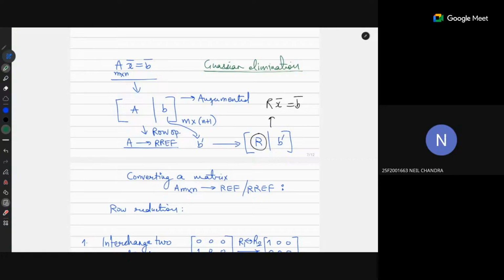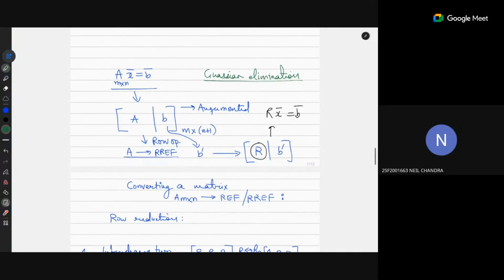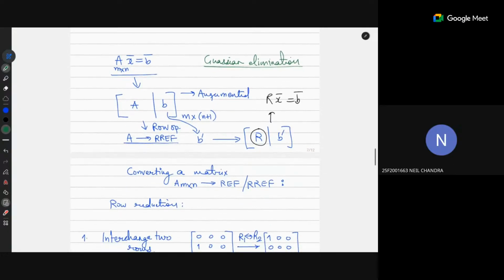Sir, could you please briefly tell again? I could not get how to get the augmented matrix, and after the augmented matrix, what we are doing. So given a system of equations, we can obtain an augmented matrix by adding the constant column to the original matrix. So this will give you n cross n plus adding that column.